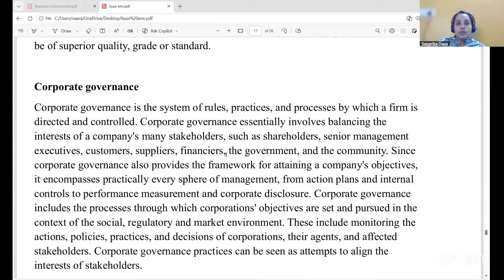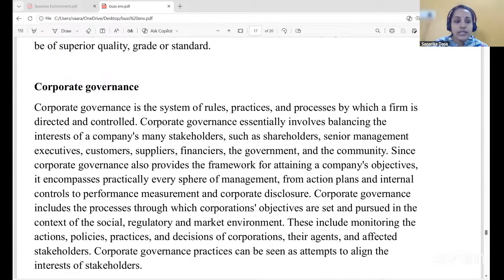So, corporate governance is the rules, practices and processes by which a firm is directed and controlled. How the firm has to be directed, how the business has to be directed and controlled. That includes a set of rules and practices or processes that we call corporate governance.